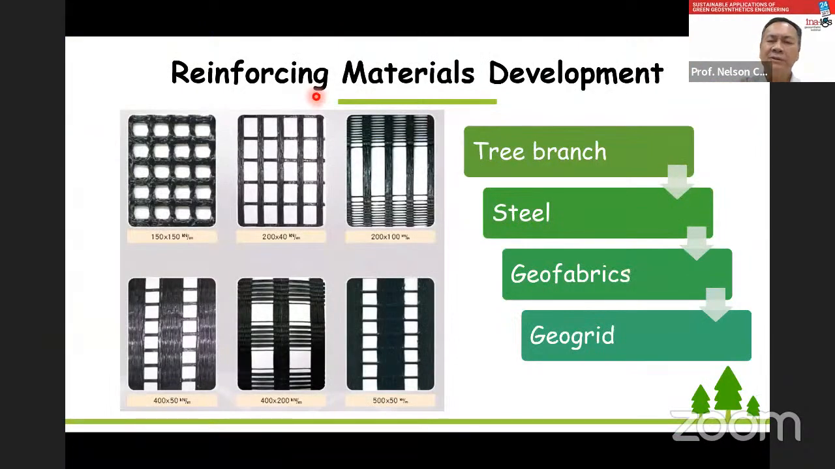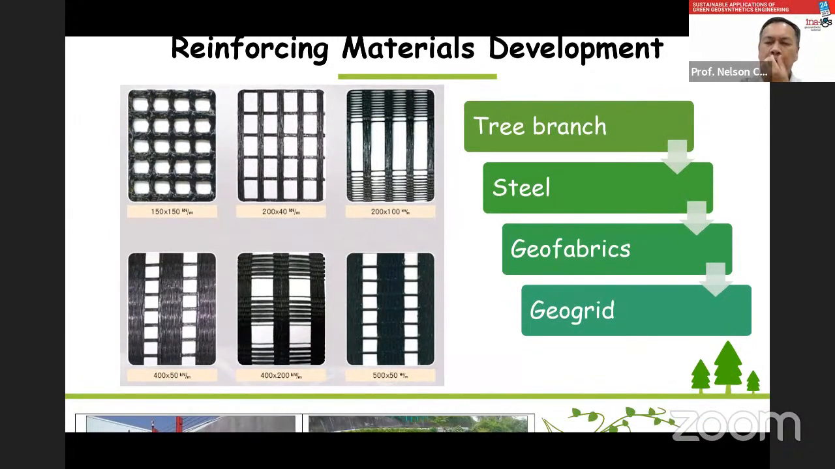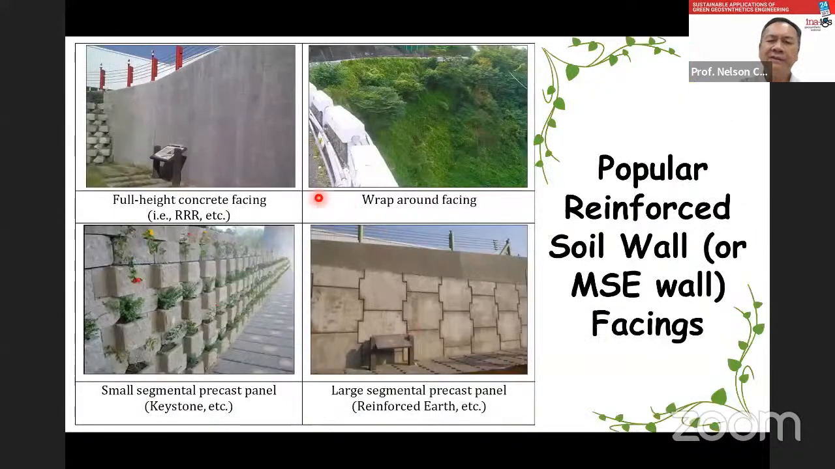So reinforcing material development started from the ancient Great Wall with tree branches, then went to reinforced earth with steel reinforcement, then geofabric reinforcement. Nowadays, we use geogrid as reinforcement. And for geogrid reinforcement, again, we have various kinds, with either two-way or one-way reinforcement. And also, there are several different types of wall facing. We call it a mechanically stabilized earth wall, or MSE wall. Or sometimes we call it a geogrid wall, geosynthetic wall, or geosynthetic reinforced wall, or GRS wall. They are about the same, just depending on what kind of reinforcement you use.